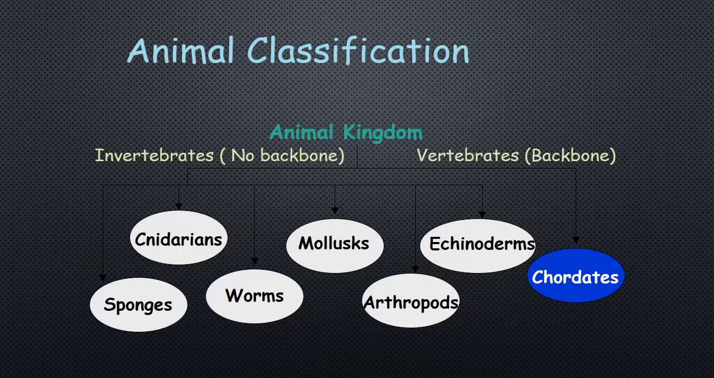So here's our animal classification. We have our invertebrates, which do not have a backbone, and those are the ones that we're going to be talking about. And there's a lot of those. 95% of all animals are invertebrates. So we have sponges, cnidarians, worms, mollusks, arthropods, and echinoderms. And then the ones we're not going to be talking about today are the vertebrates, which have a backbone, and those make up the other 5% of all animals.